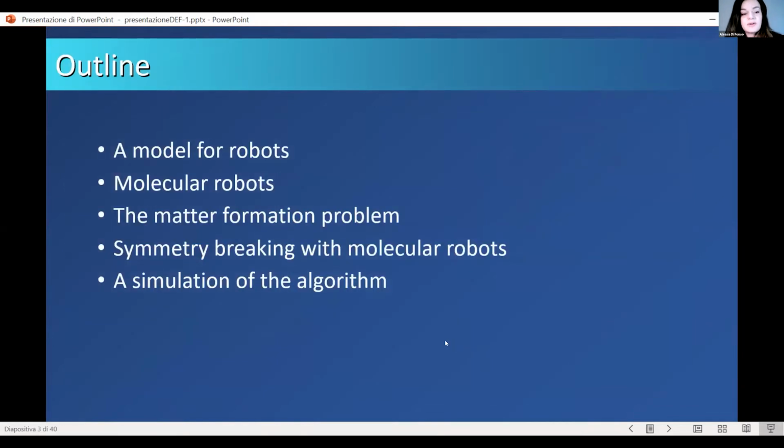Here's an outline of the presentation. First, we talk about a model for the so-called robot computing and introduce Moblot, a novel model in the context of theoretical swarm robotics, and show how molecular robots can be combined to create bigger robots, complex structures, in the formulation of the matter formation problem. Then we show the symmetry breaking abilities of molecular robots and show a simulation of the algorithm in the presented case study.